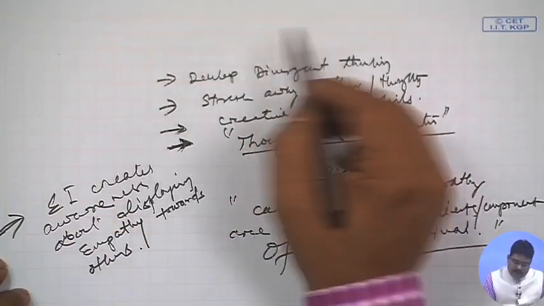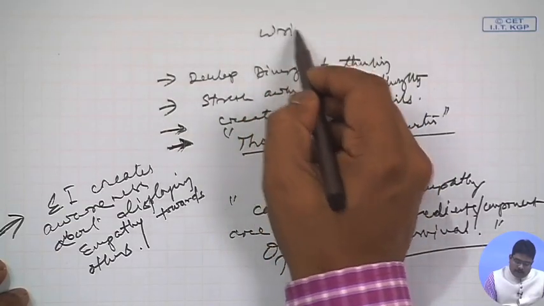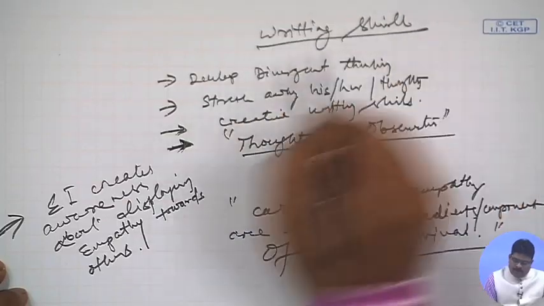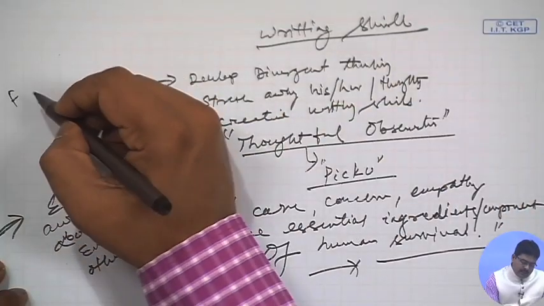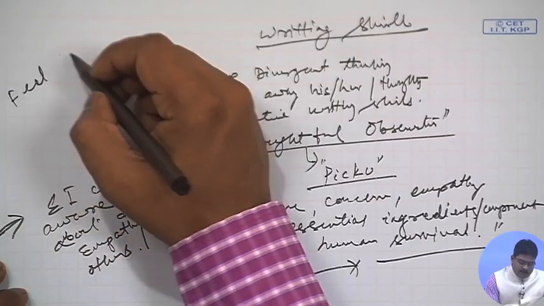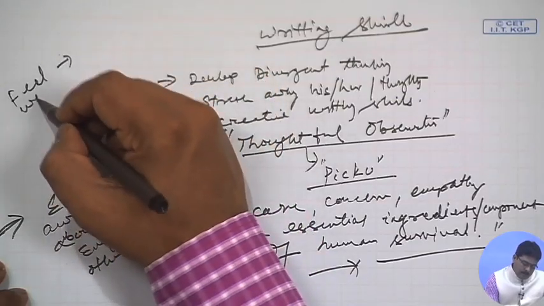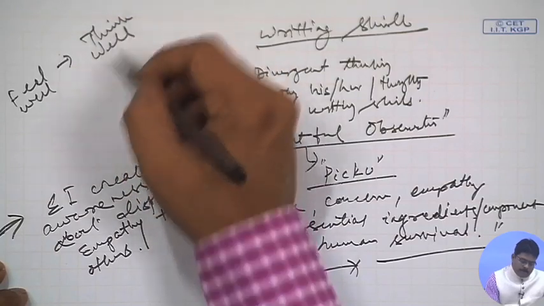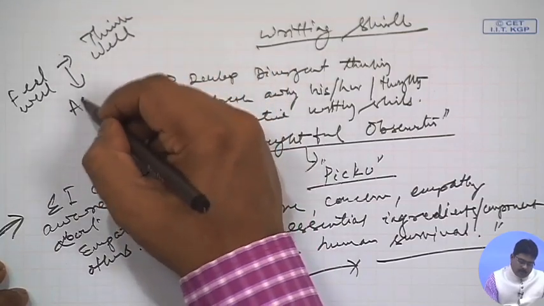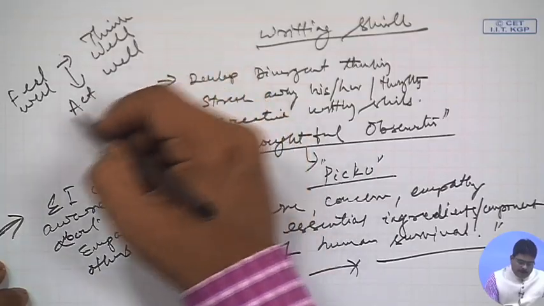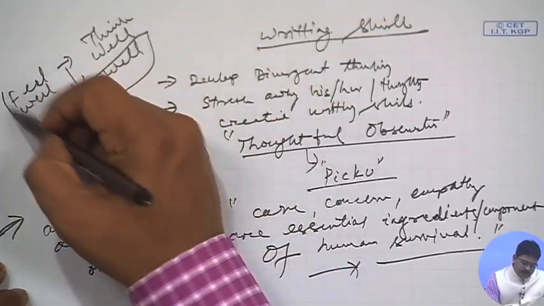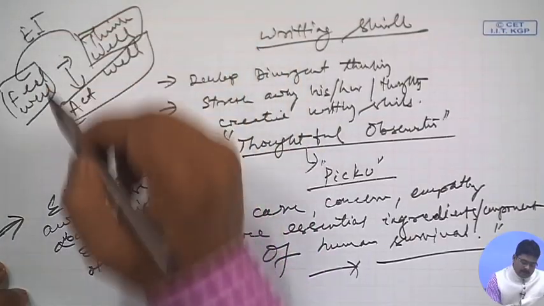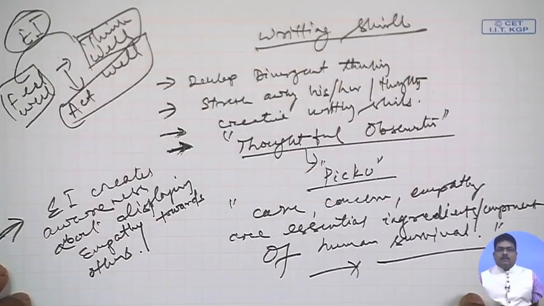So, this is how one can enhance the writing skills. When you feel well, then you think well, and that will lead to act well. So, the whole perspective revolves around the concept of feeling. The regulation of our emotion is called emotional intelligence.